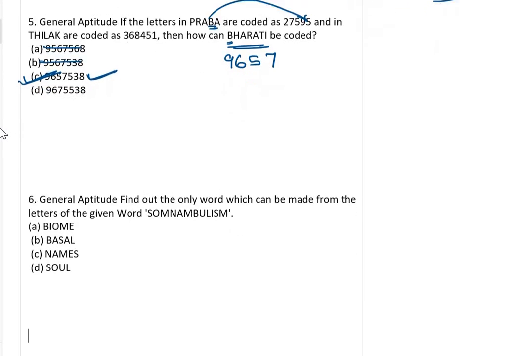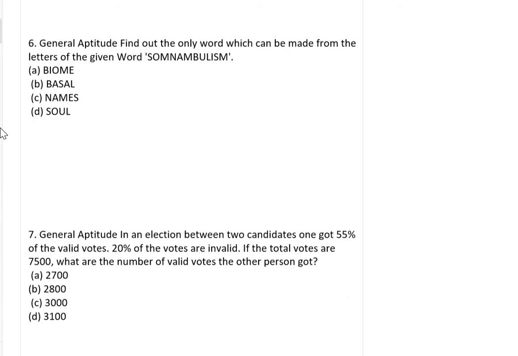Come to the next question. Find out the only word which can be made from the letters. Okay, so which word can be made from these letters? B, I, O, M, E. B is here, I is here, O, M, E. M, E is not here. So this word cannot be made from here. Not possible. B, A, S, A, L. B, A, S. Two A's are not here.